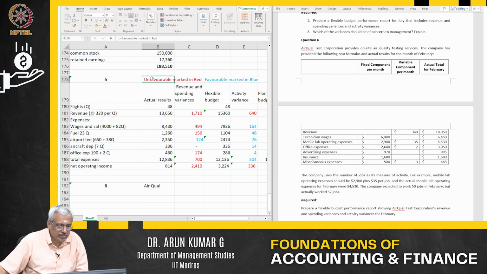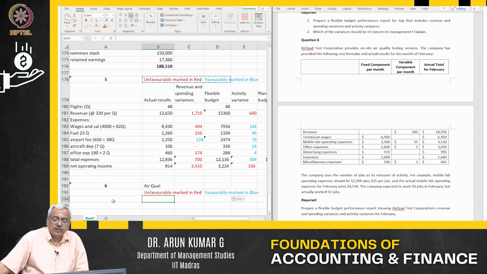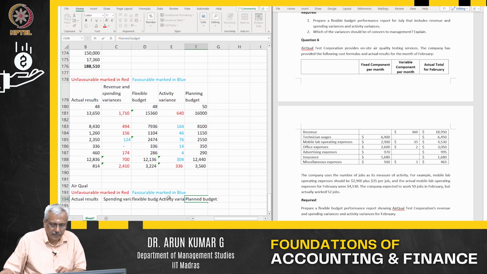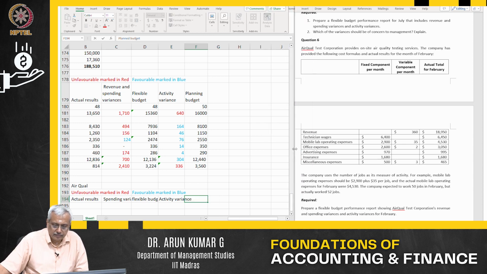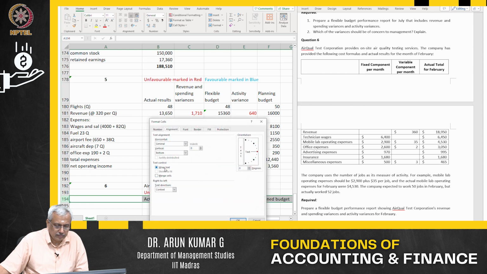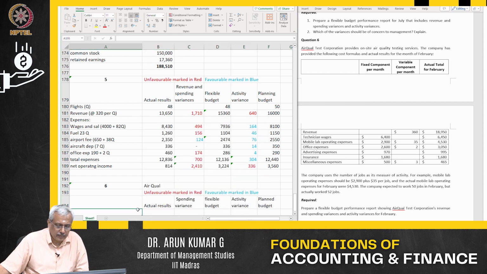Again, the same thing. I am just going to use these two things, favorable and unfavorable. First we will talk about the actual results. Then the spending variance. Then I will look at my flexible budget. Then I will look at my activity variance. And then my planned budget. Let us start one by one.